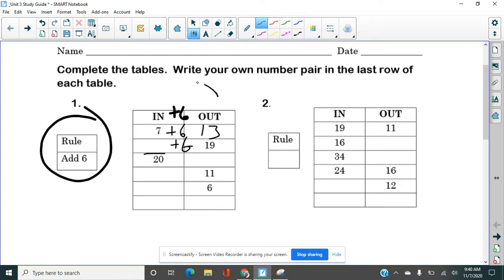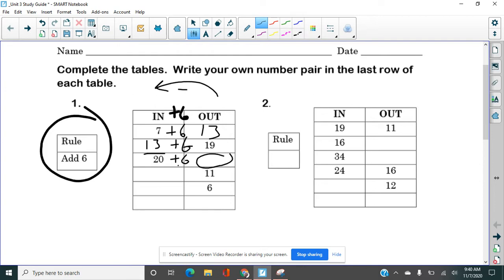When you have to go backwards, you have to do the opposite. The opposite of adding is subtracting. So 19 minus 6, if I take away 6, I would get 13. Okay, how about this one from you? Let's put the +6 right here. What would go in this spot?